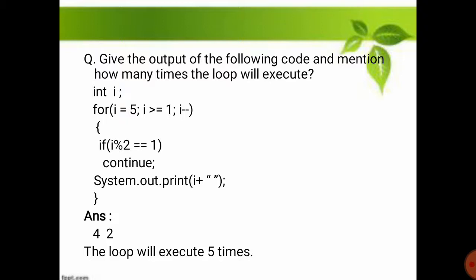The value of i is equal to 4. 4 is greater than 1, the condition is once again true. It comes inside the loop. 4 remainder 2 is equal to 1? No, the condition is false. So continue is not executed and it prints the value of i. So it prints 4. Now again it repeats the loop and reduces the value of i by 1.